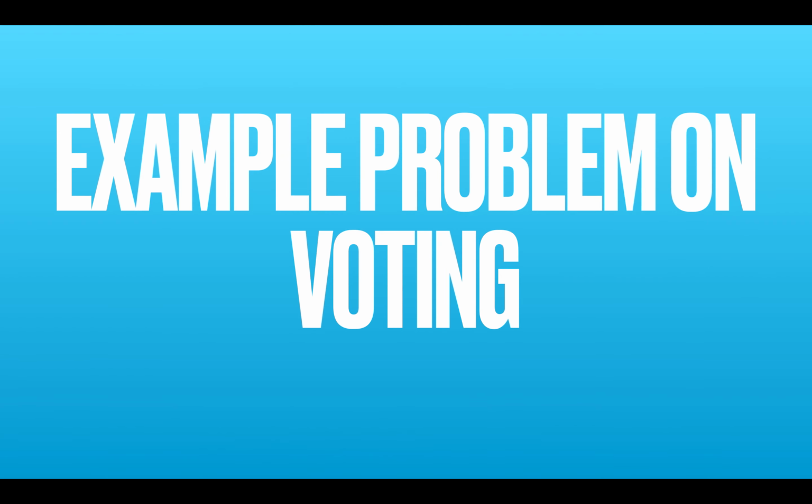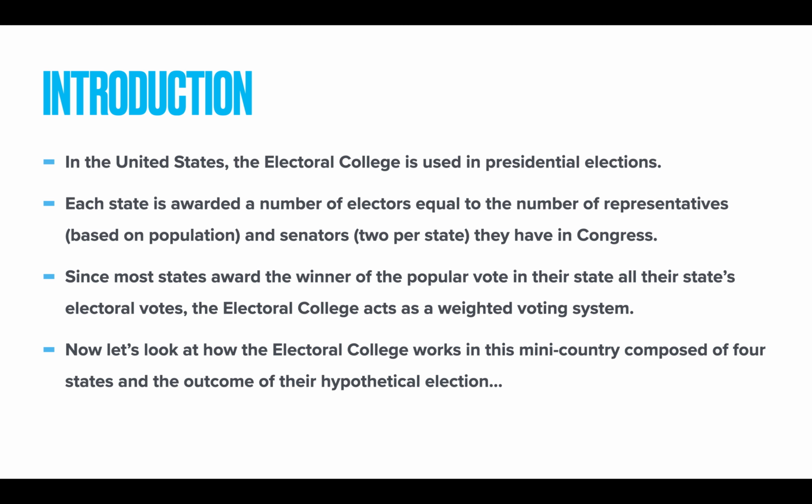So now we're going to move on to an example problem on voting. Here is a brief introduction. In the United States, the Electoral College is used in presidential elections, which occur every 4 years, the most recent occurring just last year. The Electoral College acts as a weighted voting system, since most states utilize a winner-take-all system when awarding electoral votes.